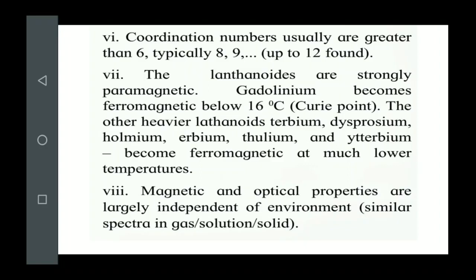It means that all these are paramagnetic, and many of these have the ability to become ferromagnetic at low temperature. Magnetic and optical properties are largely independent of environment. That is, the ligands or the ions or the atoms that are attached to lanthanides will not have a good effect on their magnetic and optical behavior.